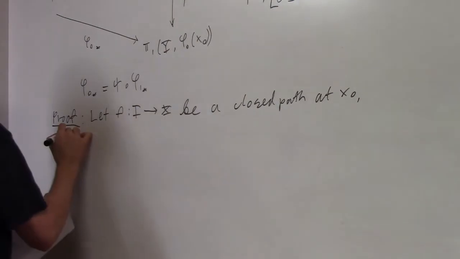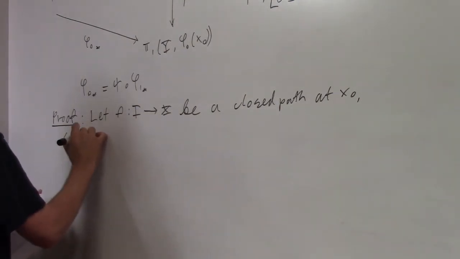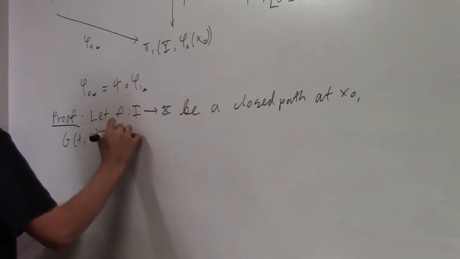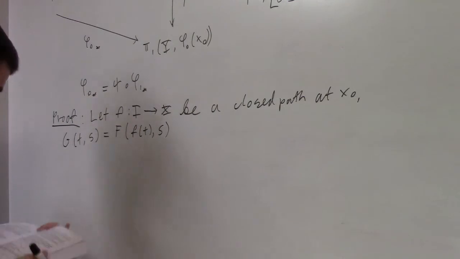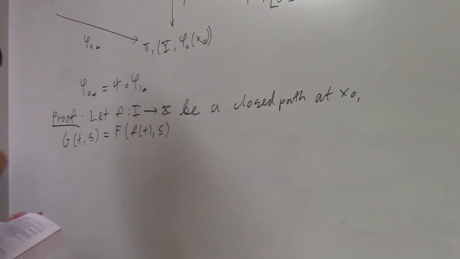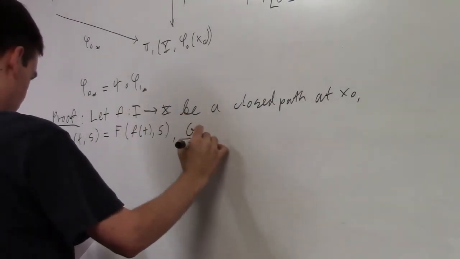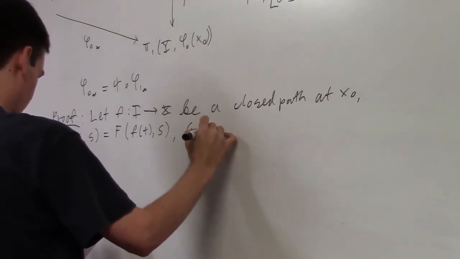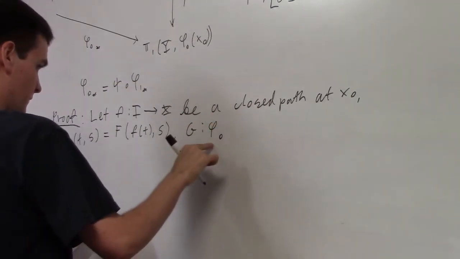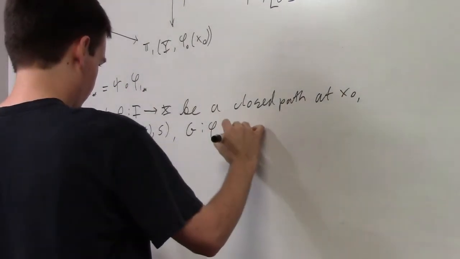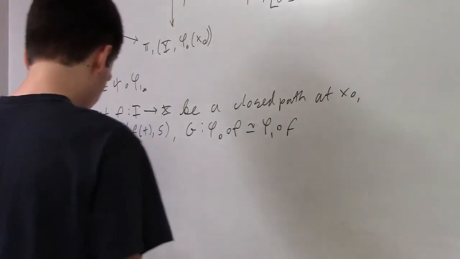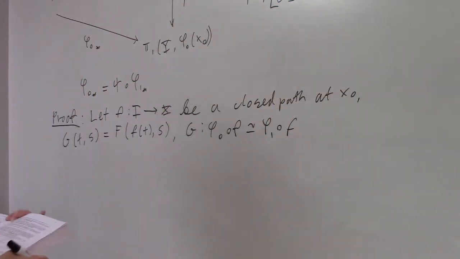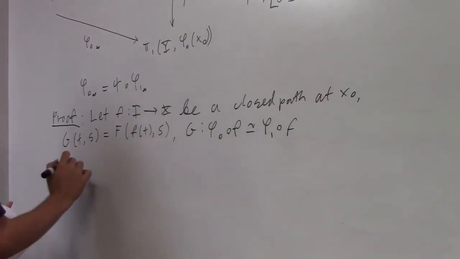and we define g of t, s equal to little f of t, s. And so this g here is a homotopy between phi naught composed with f and phi 1 composed with f. And they have this triangulation of I cross I like we've seen before.